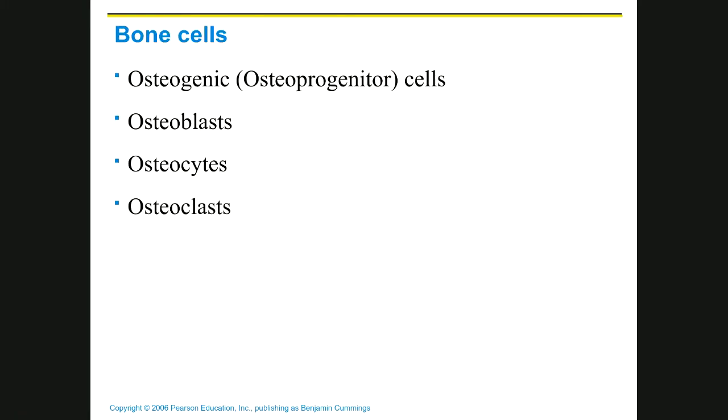So let's look at these cells. We already talked about 2 of these cells. Osteoblasts, do you remember what they do? What do they do?